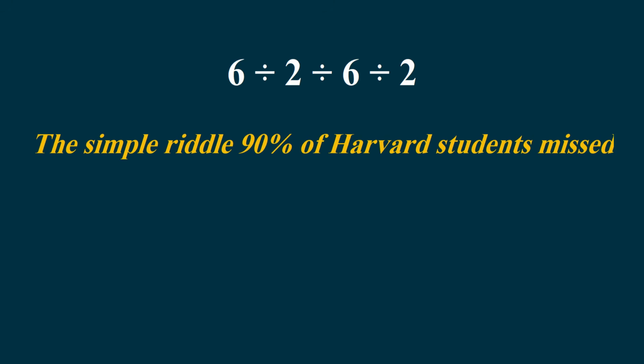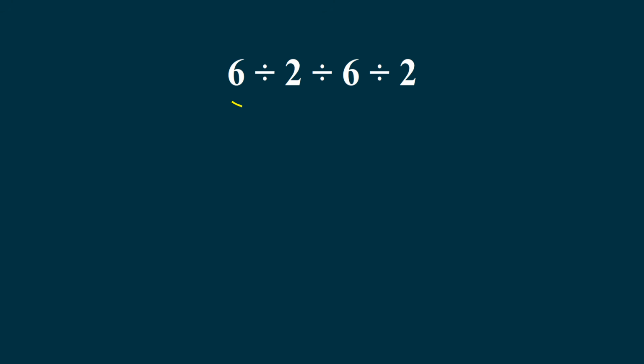Right now in this video, 6 divided by 2 which equals 3, and 6 divided by 2 equals 3. Now we have this problem, 3 divided by 3 which equals 1. But this answer is not correct because according to the order of operations, we must do this division, then this division, and at last this division.